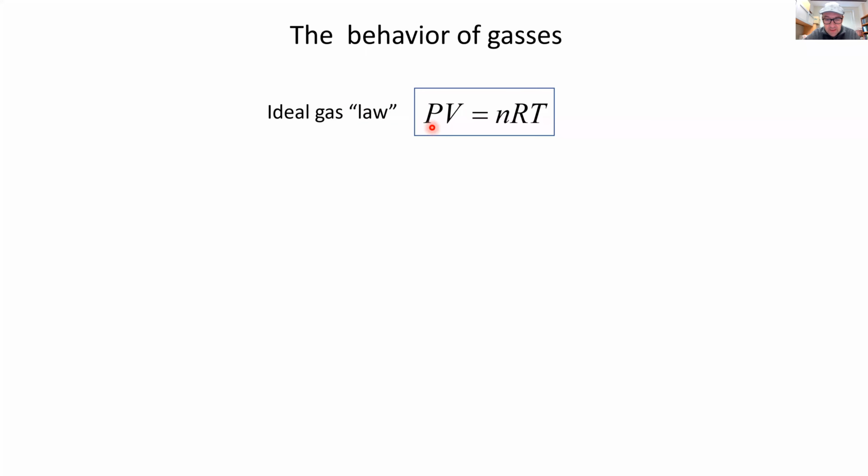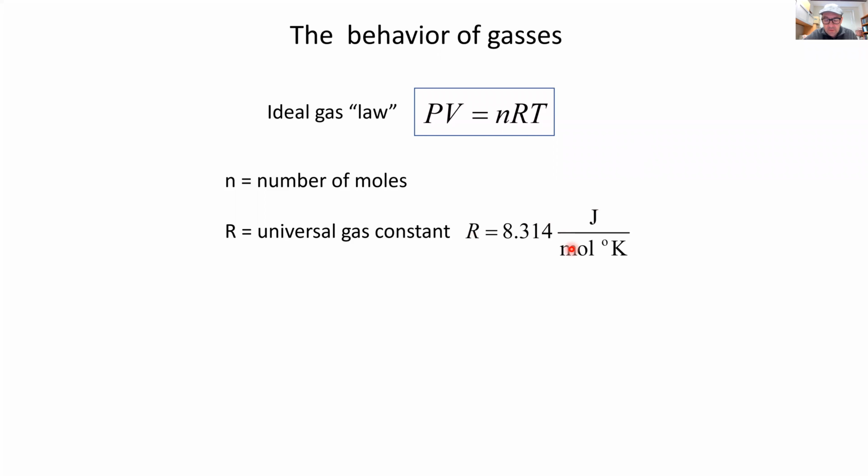So pressure is P, V is volume. What about N? N is the number of moles of gas that you have. The R here is a number called the universal gas constant, and it works for any ideal gas, I'll put it that way. And by that I mean any gas which is sufficiently dilute to behave like an ideal gas. I'll talk a little bit more about that in a moment. Anyway, R is the universal gas constant, and this is its value with these units. And then T is temperature, which should be reported in degrees Kelvin, as you see here. I'll say something about Kelvin in a moment.